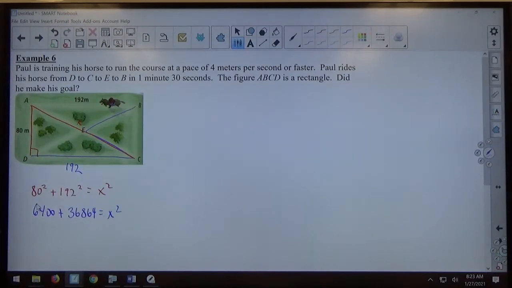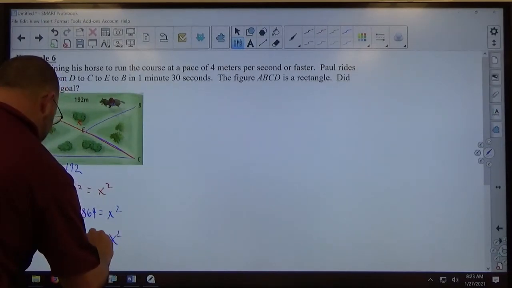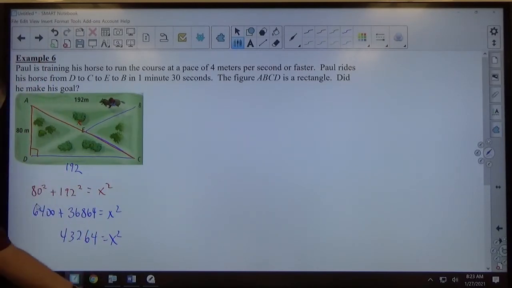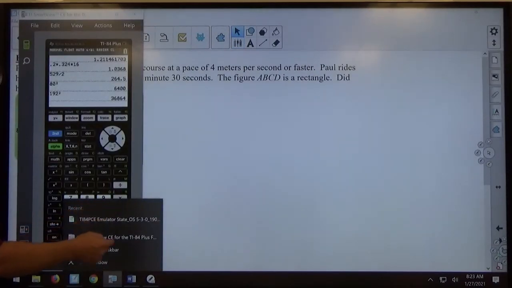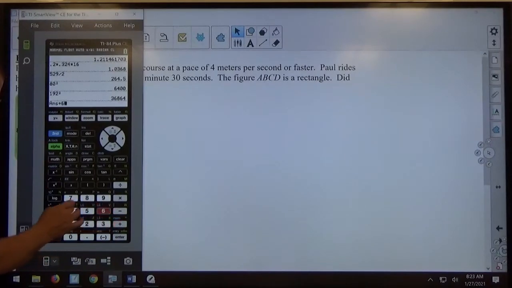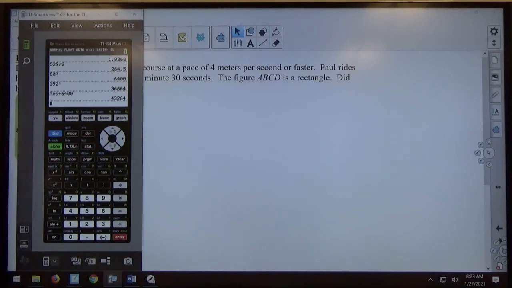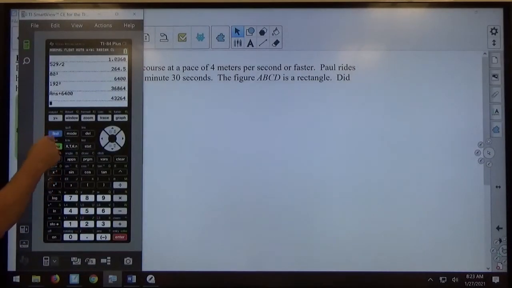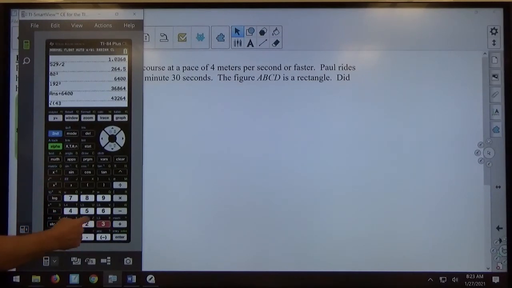So if we add those two numbers together, X squared is 43,264. Let's do a quick check on the calculator. 36,864 plus 6,400, yeah, 43,264. So X squared equals that number. How do I find X? So again, X squared equals that. How do I find X? Square root. Okay, so I'm going to take the square root of 43,264. That comes out to 208.